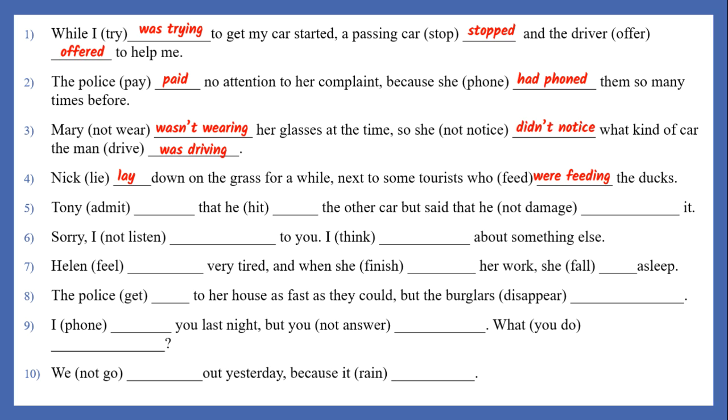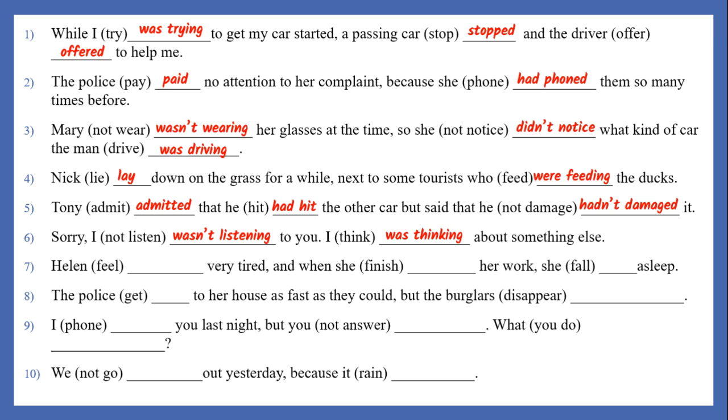Number 5. Tony admitted, your main event, that he had hit, because hitting happened before admitting, the other car, but said that he hadn't damaged it. Again, damaging or not damaging happened before admitting. Number 6, sorry, I wasn't listening to you. I was thinking about something else.